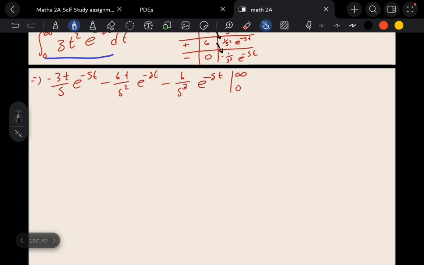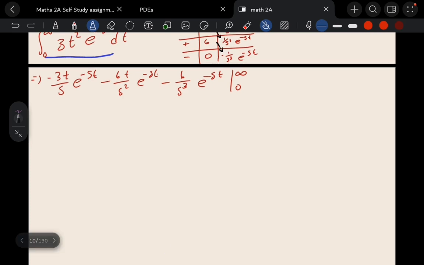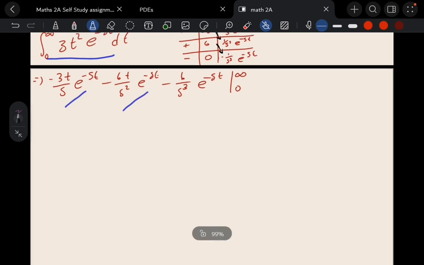So we need to substitute infinity. When you do the k thing, this thing is 0 here, this thing is 0 here, this thing is 0 there, right? So everywhere here, this thing is going to be 0, so it's going to be 0 minus. If you substitute a 0 here, this thing is 0. If you substitute a 0 here, this thing is 0. But when you substitute 0 here, this thing would be negative 6 over s cubed. Like that.